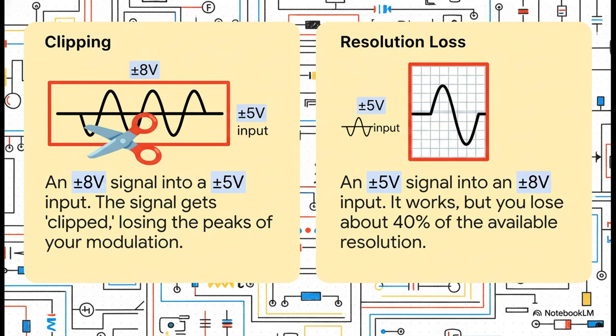But what about the other way around? If you send a smaller 5-volt signal into a type B input that's ready for 8 volts, it works, sure, but you're not using the full range. You're effectively losing about 40% of your sonic detail, your digital resolution.